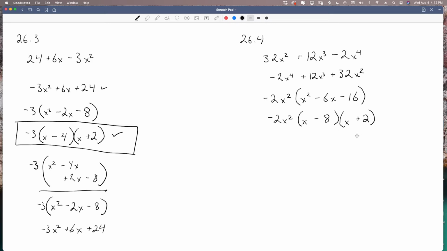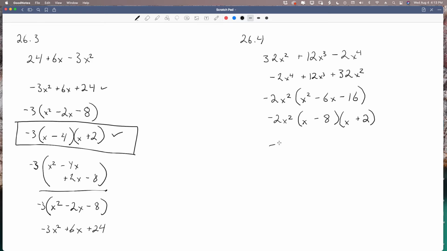Let's see if I got this one right. I might have gotten it wrong too, because I did not check my work. Okay, so let's check this one. Let's see if I got it right. I think I got it right. -2x squared times x minus 8 times x plus 2.